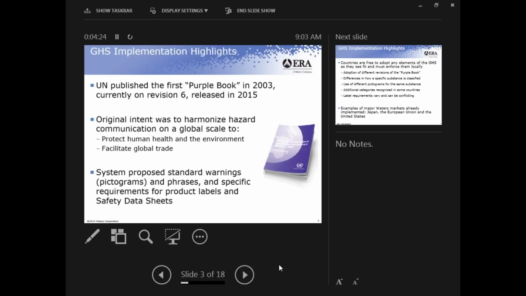So we talked about the Purple Book, and we talked about the original intent being to protect human health and the environment, and to facilitate global trade. And then the last bullet here is really that this Purple Book was to propose a standard way of communicating chemical hazards via product labels and also safety data sheets. And you're going to notice, at least for the people in the United States who are listening, that the word material is left off of there, and we'll get to that in a few minutes.